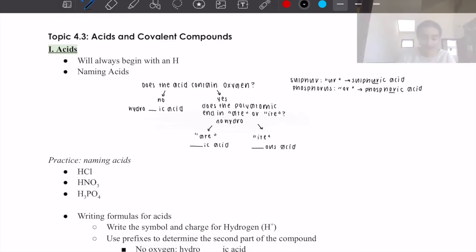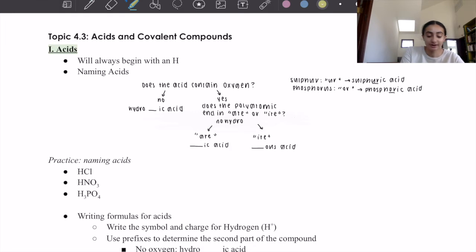This week, I'm going to be talking about naming acids and covalent compounds, so if you need help with those topics, keep on watching. Okay, so last week we talked about naming ionic compounds, and this week we are going to be talking about acids and covalent compounds. So we are going to first start with discussing how to name acids.